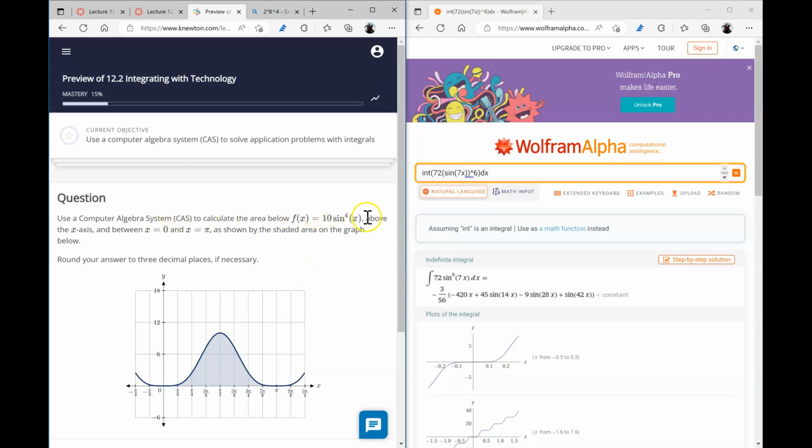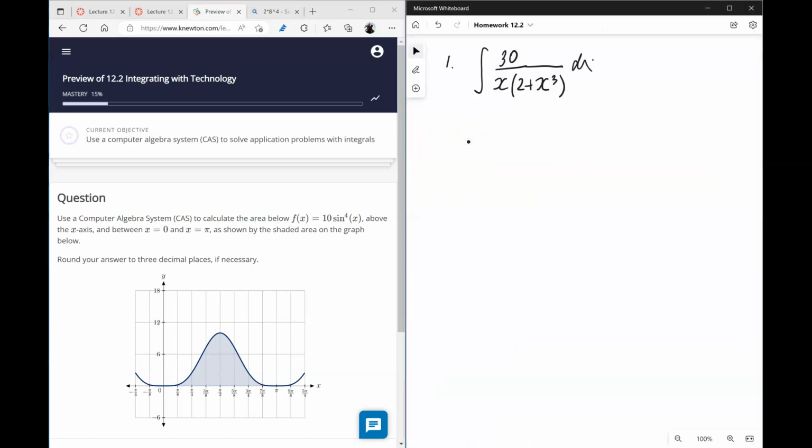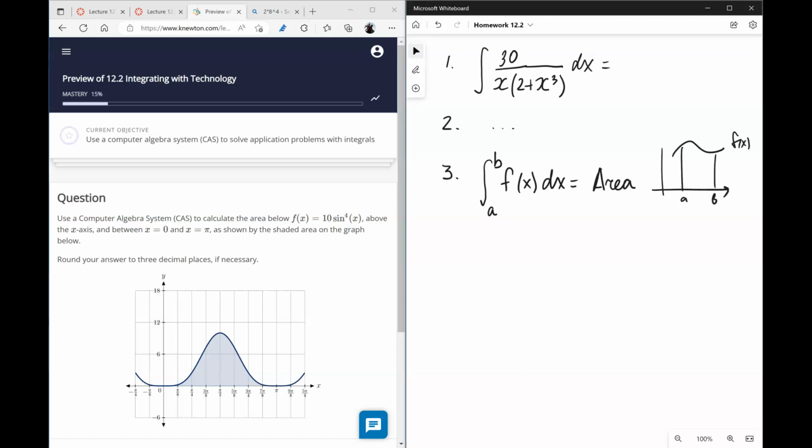Here we're looking for the area, so this is a definite integral. This problem may require a little bit of setup, so let me open my whiteboard. Problem 2 was done. This is problem number 3. So if we're looking for the area, it's the integral. So here's your function, here's your a and b, and this is what this integral does. In our case, we have to set up an integral from 0 to pi of tan sine to the power 4x dx. So that's what we are computing.